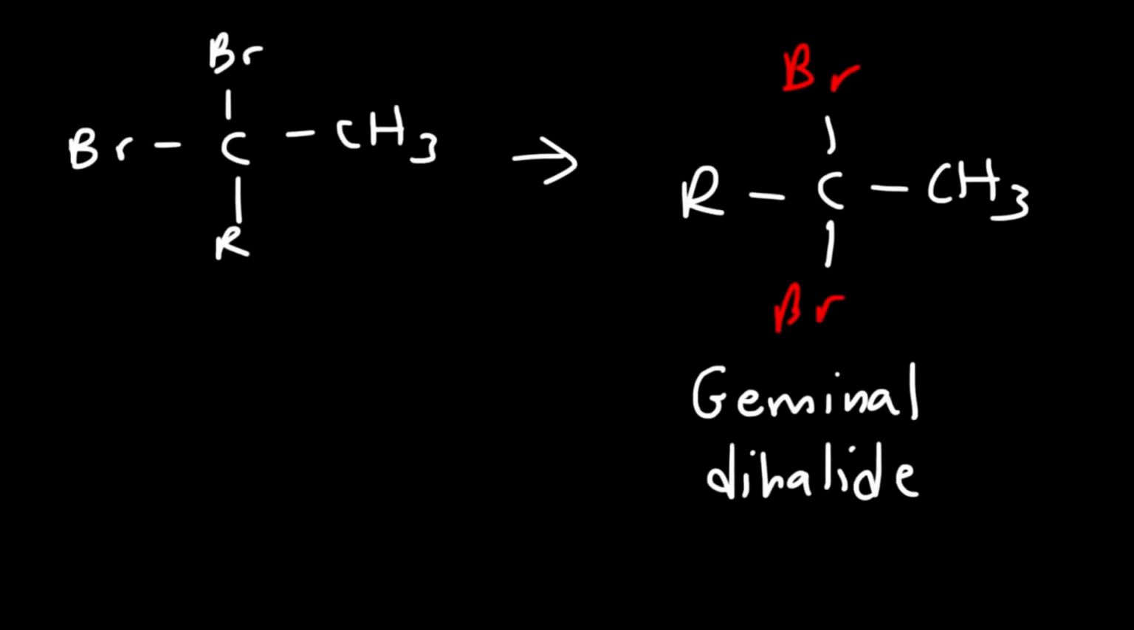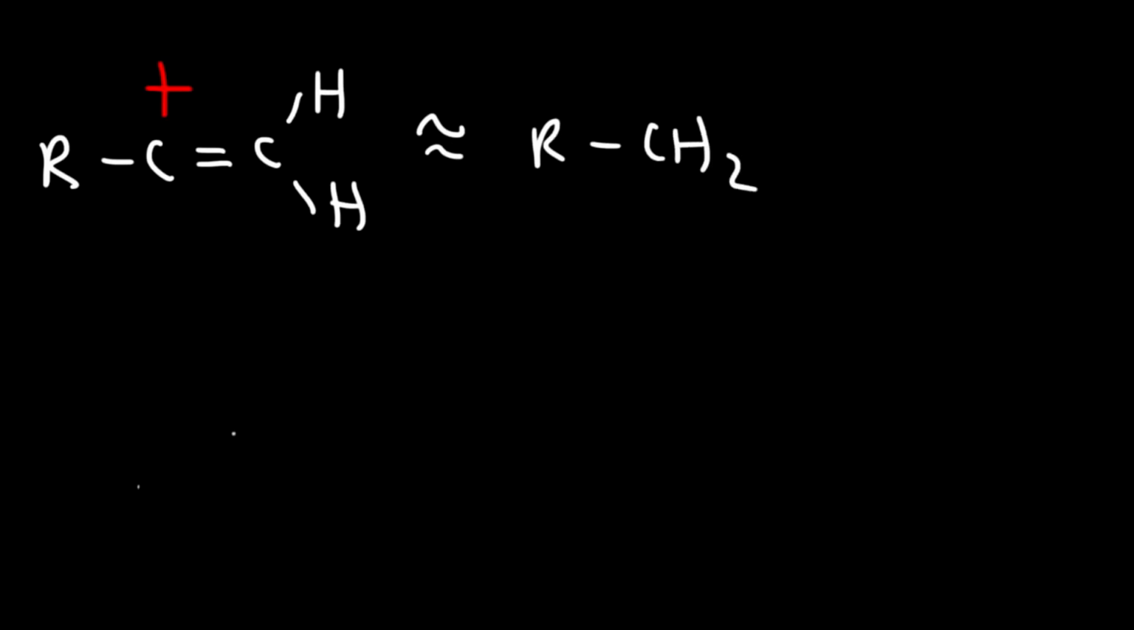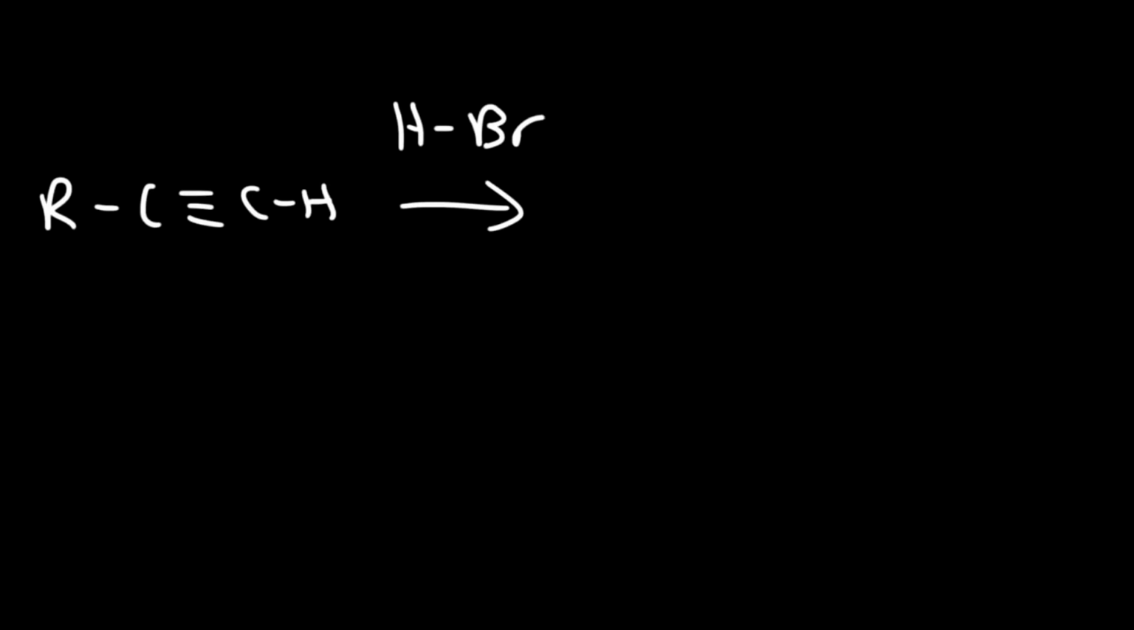By the way, going back to the mechanism, it's important to understand that vinyl cations are not very stable. In fact, their stability is comparable to a primary carbocation. And so as a result, some chemists have proposed a different mechanism for this reaction. So in the first step, where the alkyne reacts with HBr, a pi complex is proposed, which looks like this.